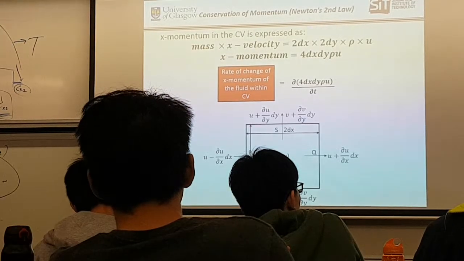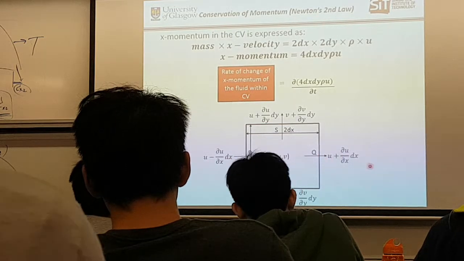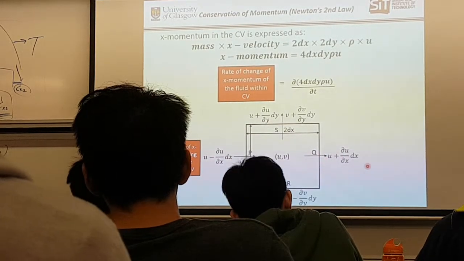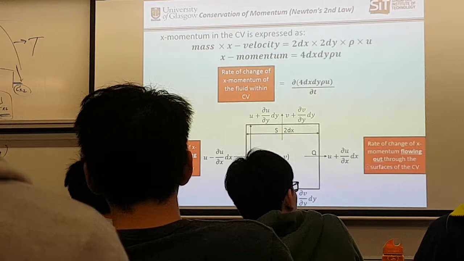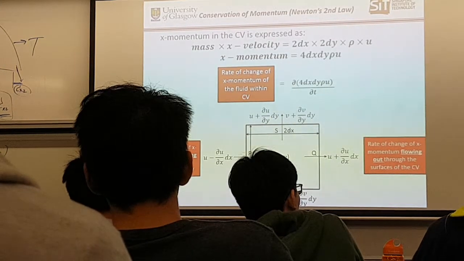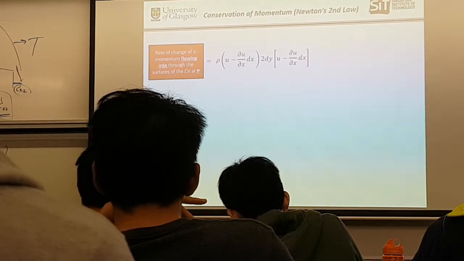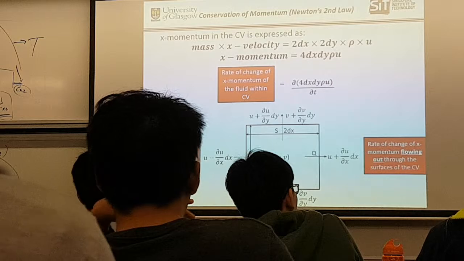So now we can try to do the surface that's going in and the surface that's going out. Let's try the first one first, the in and out in the x direction. So how do we actually quantify these two values? Let's try surface P. Where is P? P is in this direction here.